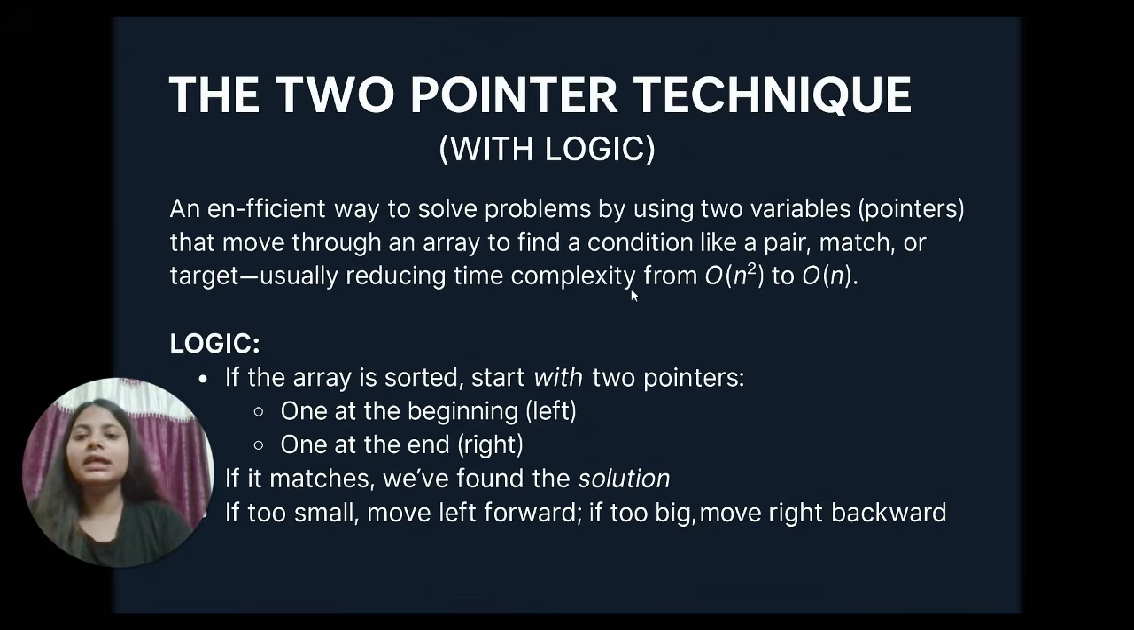Here the logic is we sort the array first and we start with two pointers. One at the beginning, that is the left pointer, and one at the end, that is the right pointer. If it matches, we find the solution, and if it is too small, then we increment the left value, and if it is too big, then we decrement the right value. So now let's move to the code.